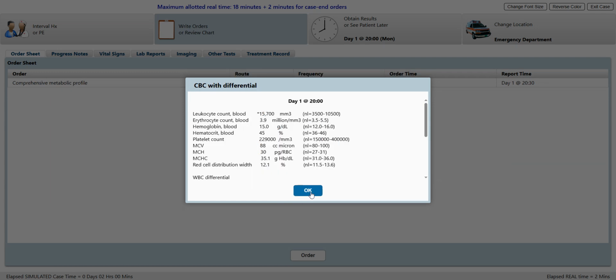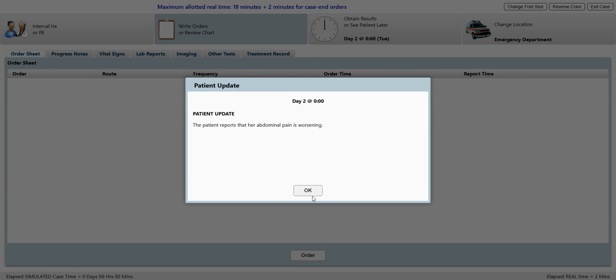So let's give an example of this. You keep going, and then there's your negative patient update: the patient's abdominal pain is worsening.